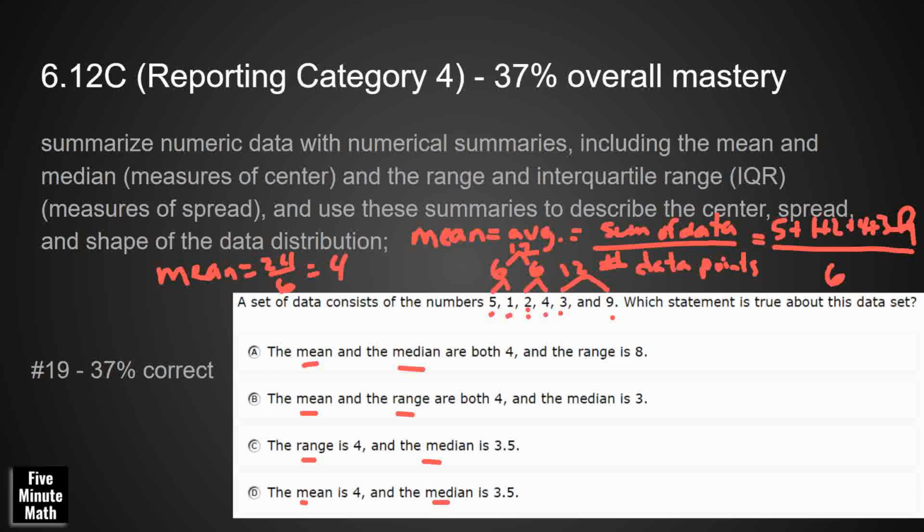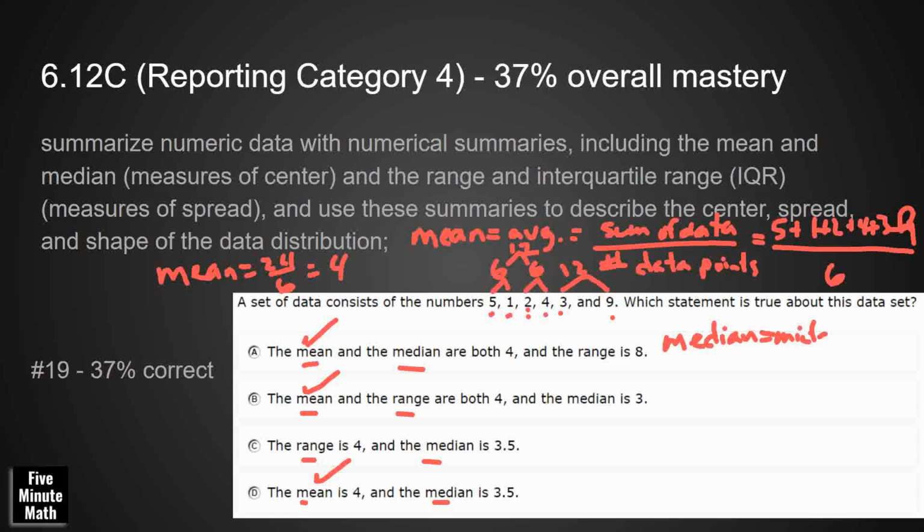So even just understanding that, we might be able to eliminate some answers. The mean and the median are both 4. Well, I know the mean is 4. The mean and the range are both 4. I know that. The range is 4. The median, I don't know. The mean is 4. Okay, so guess what? The mean is 4. That's the only option there is. So we didn't really even need to do that work. Median is our middle.